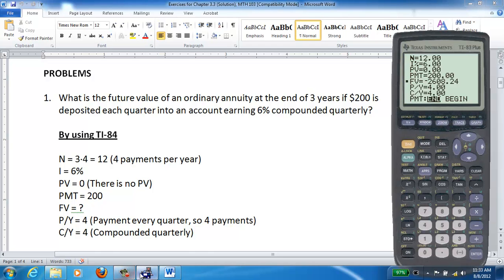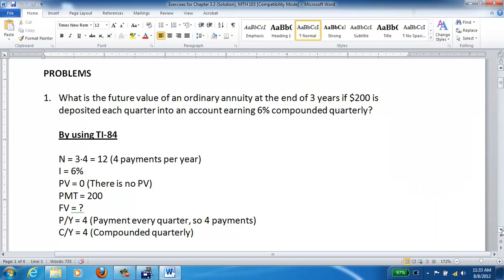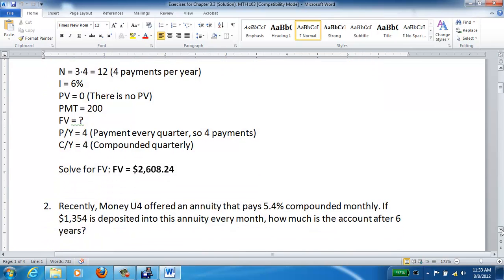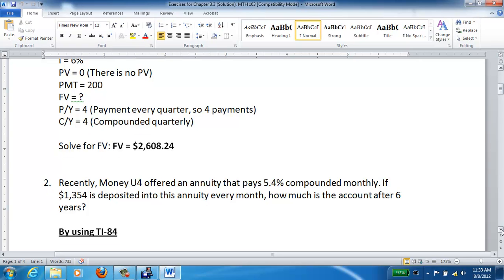$2,608.24. And as you can see, I have the same solution here for the future value. Problem number 2. It is the same type of problem. We deposit $13.54 every month.